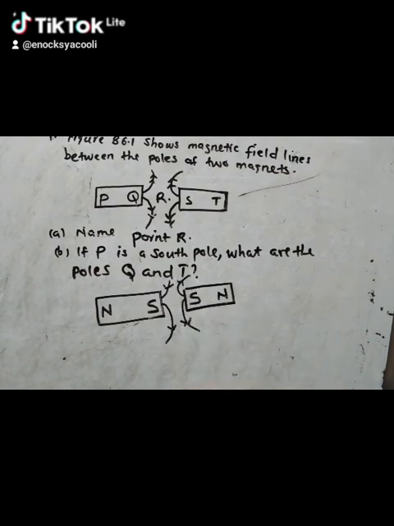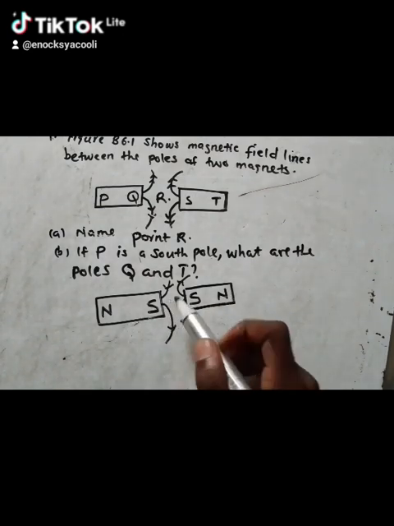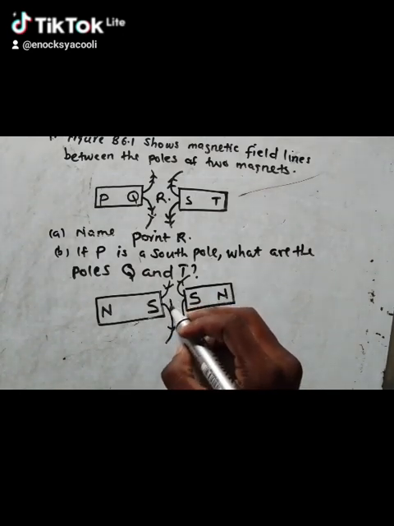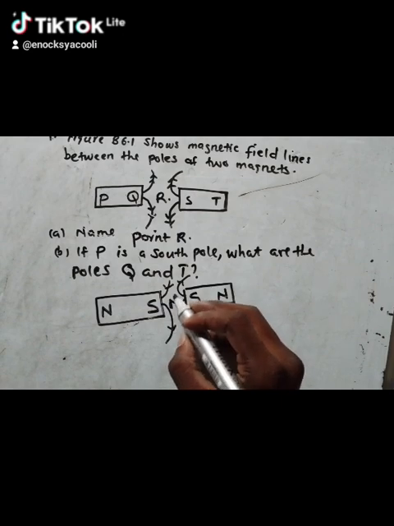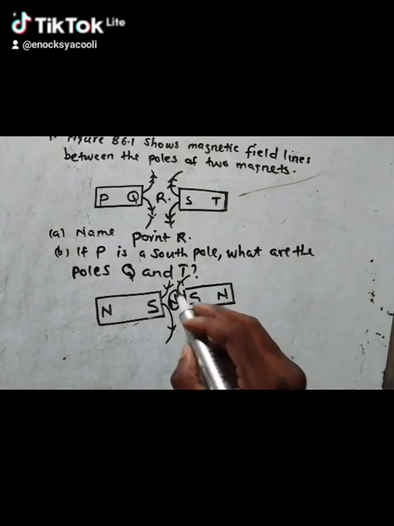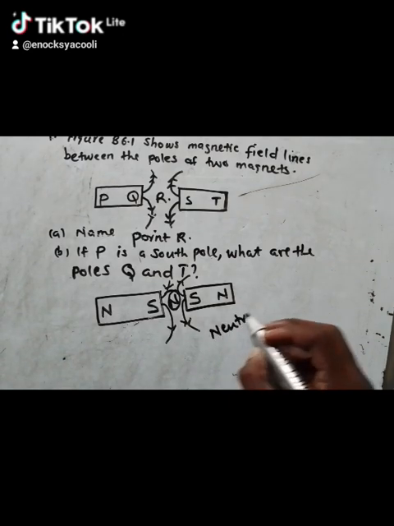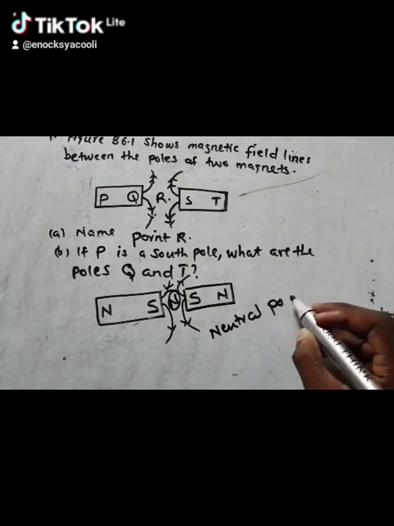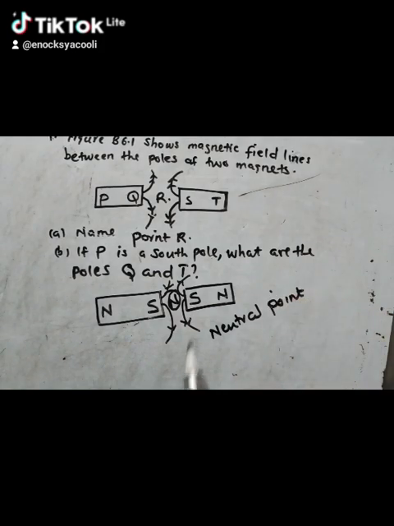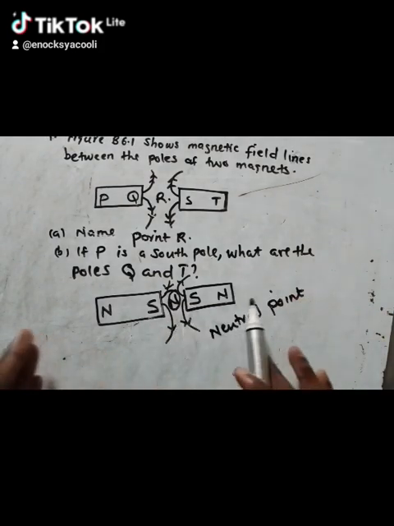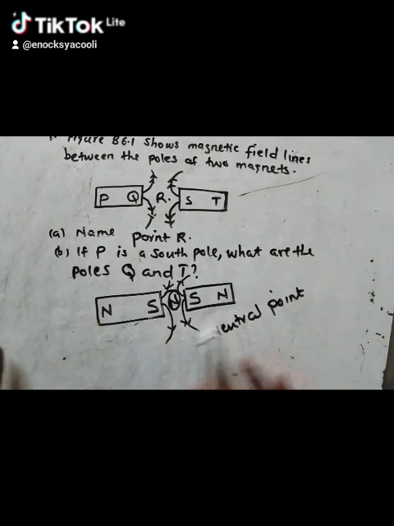What do we mean by repelling each other? Meaning they will not attract. So once they are repelling each other, we refer to this point which is in between as the neutral point. So this point which is in between the magnets we refer to as the neutral point. Because these two magnets are repelling each other, they are not attracting each other.